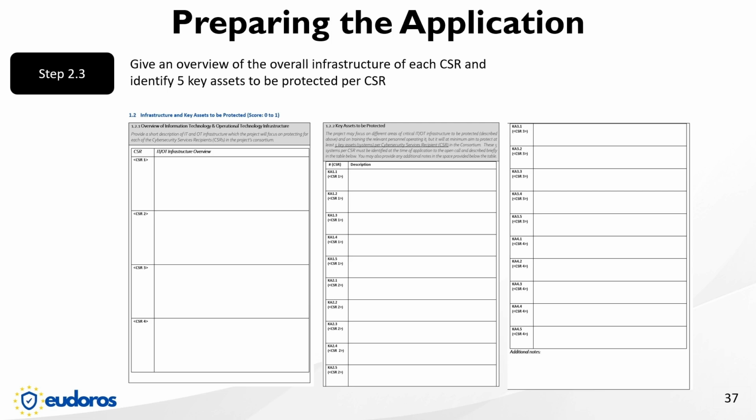And for each of them, we want to have a list of 5 key assets that will be protected through the OpenCall project. You can go beyond those, but we definitely want to have 5, and we want you to focus on those 5 in order to highlight what we expect to see happen in the project. As I said before, if you have fewer recipients of cybersecurity services, this becomes much simpler to fill in.